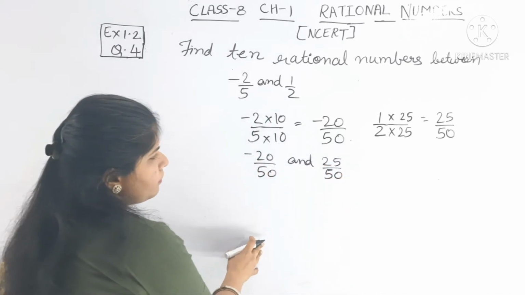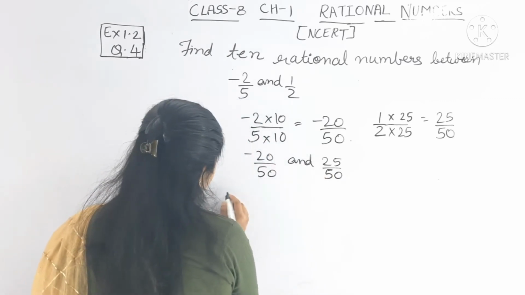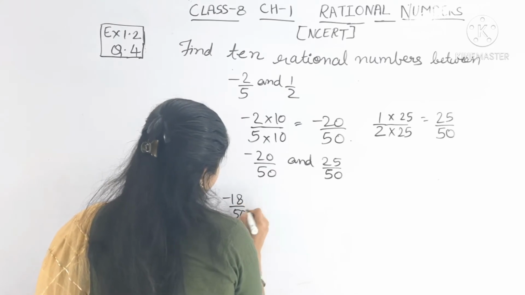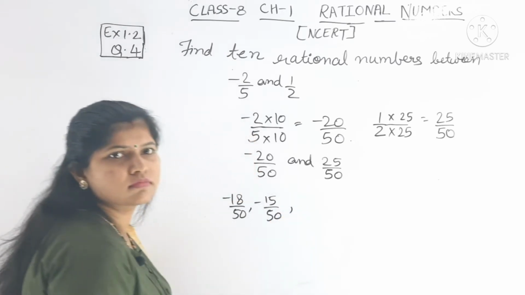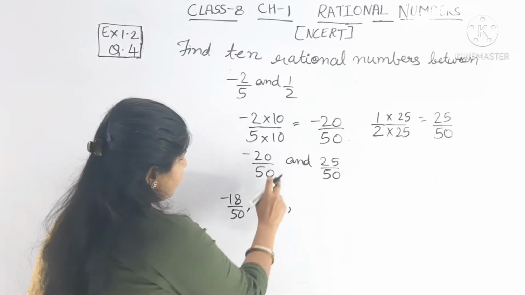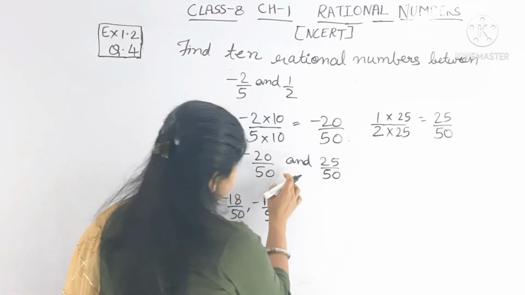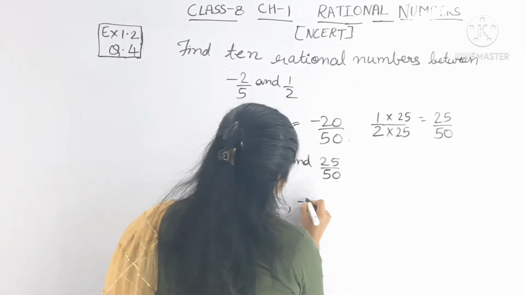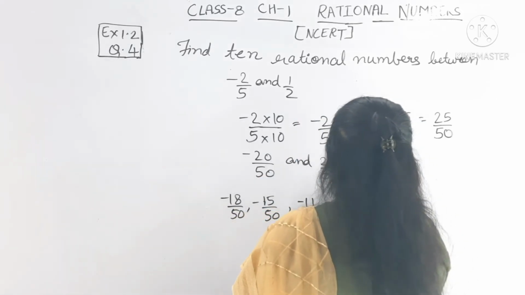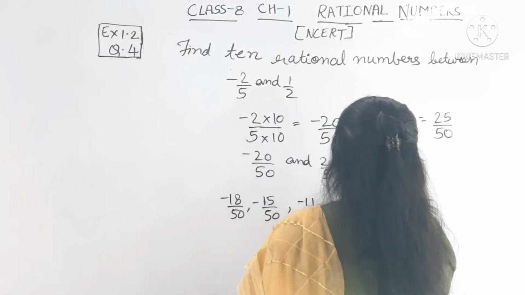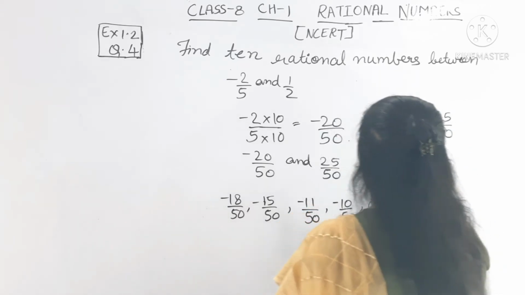Okay, so 10 rational numbers you can write anything between them. So here you can write minus 18 by 50, minus 15 by 50. Okay students, you can write between them anything. Minus 18 by 50 I am writing here. Minus 15 is between them only. Minus 11 by 50. Zero. Okay, 1 2 3 4 5.